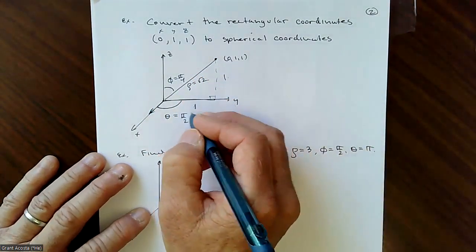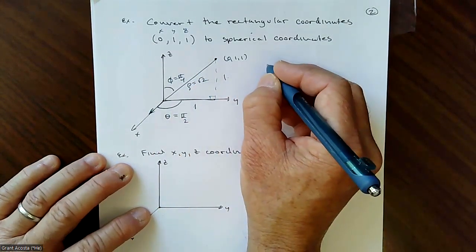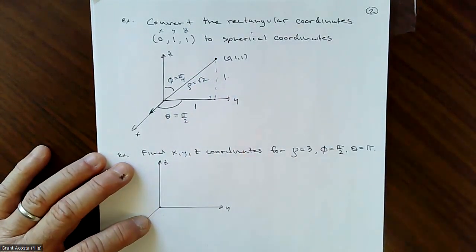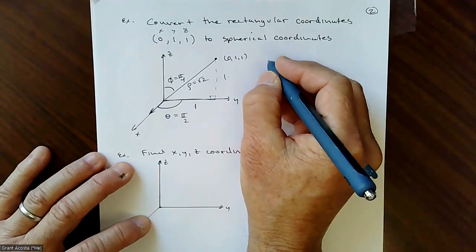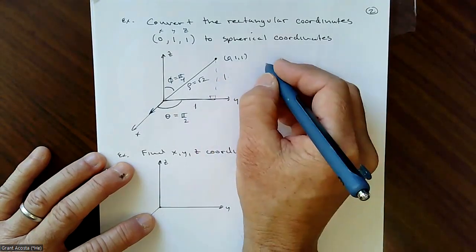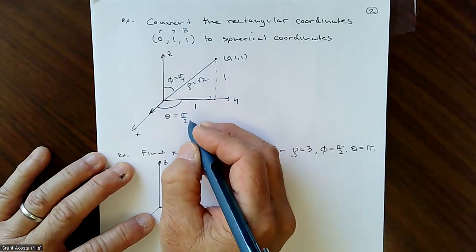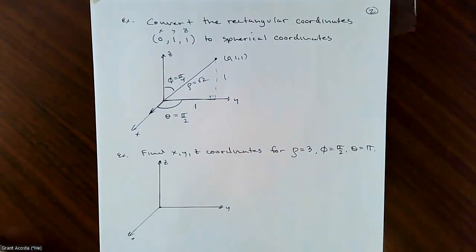So those would be the parameters if we were to convert this to spherical coordinates. I guess we would have, well, we have them right there. Rho would be root 2, phi would be pi over 4, and theta would be pi over 2.